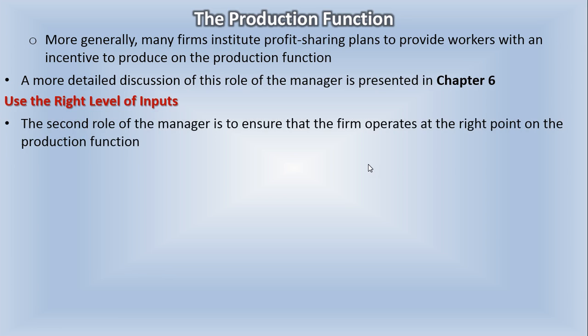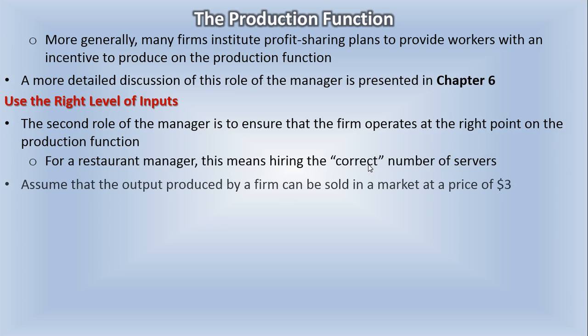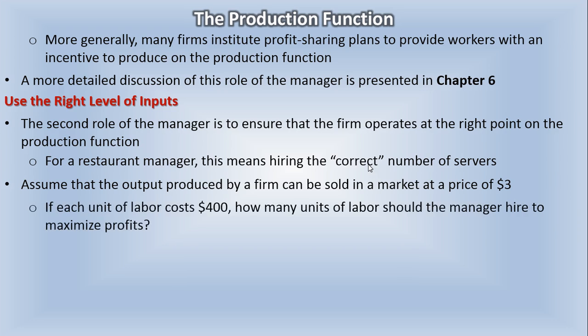So the second role of the manager is to ensure that the firm operates at the right point on the production function. For a restaurant manager, that means hiring the correct number of servers. So assume that output produced by a firm can be sold at a market price of $3. There's a certain amount of demand in the market, a certain amount of supply. They meet in some equilibrium, they establish a price of $3 for the market, and your firm just takes that as given.